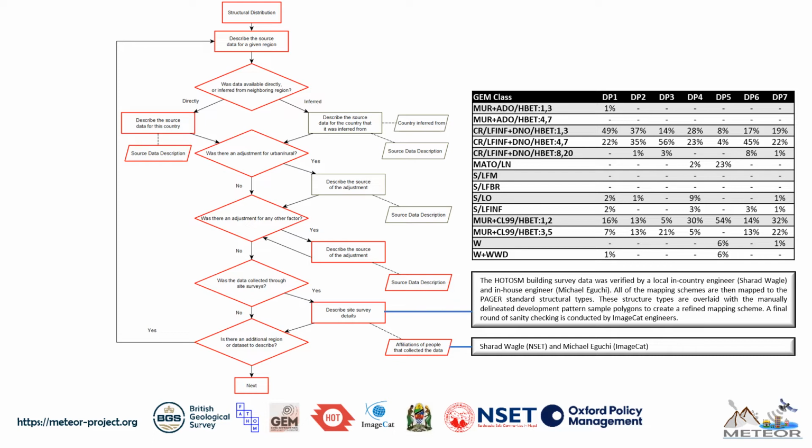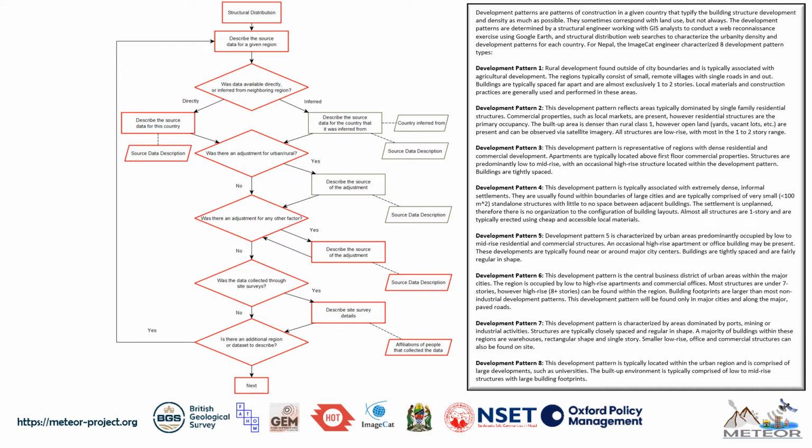These structural types were overlaid with the manually delineated development pattern sample polygons to create a refined mapping scheme. The distribution of structural classes closely reflected known patterns of construction practices with respect to elevation, proximity to India, and urbanity. The final round of sanity checks was conducted by ImageCat.